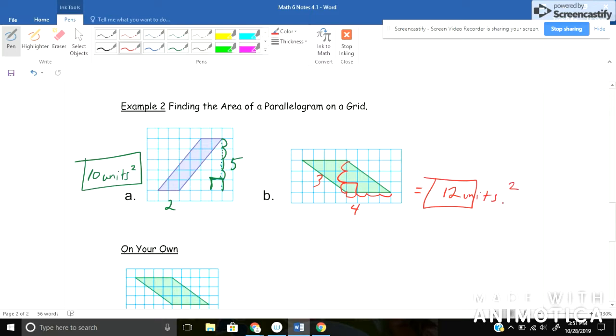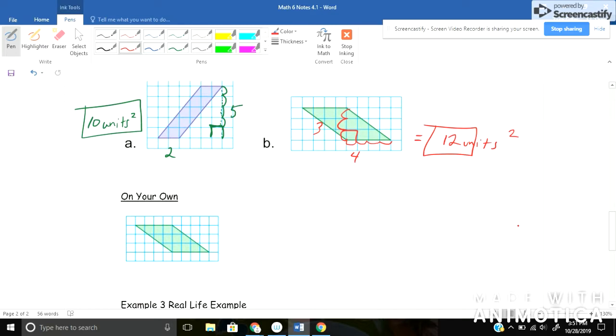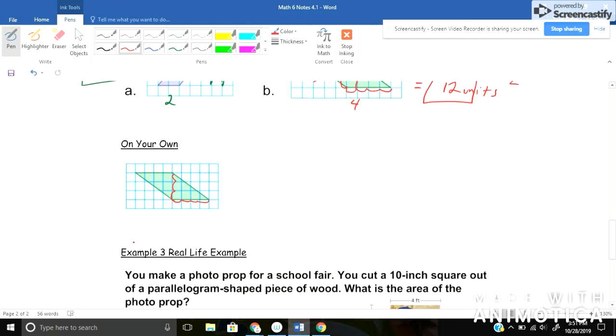Take a second and try this on your own. Okay, hopefully you've noticed for the on your own that it looks to be the same exact problem. 1, 2, 3, 4. 1, 2, 3. It is the same problem. It'd be 12 units squared. Must have been an oopsie.